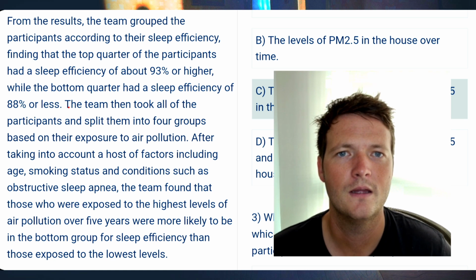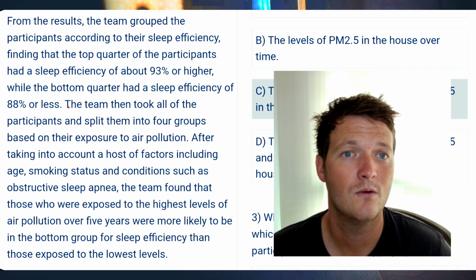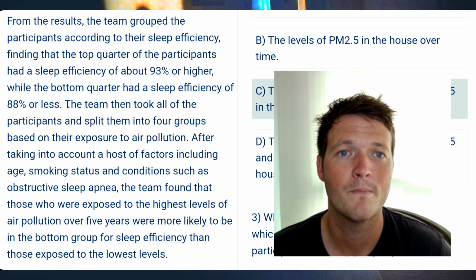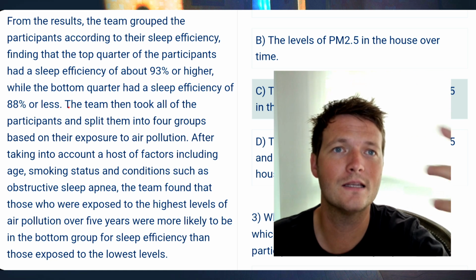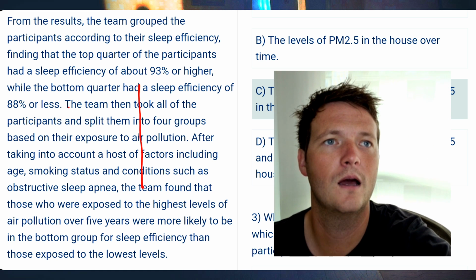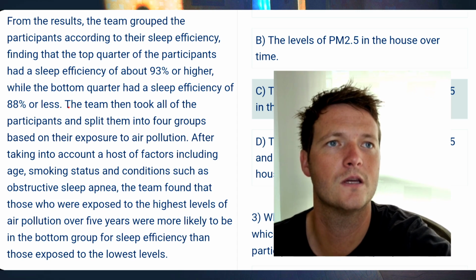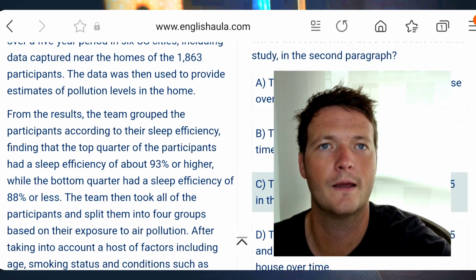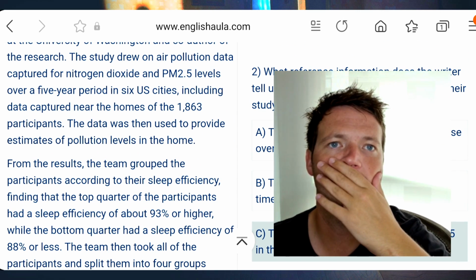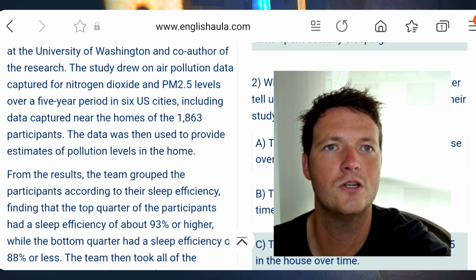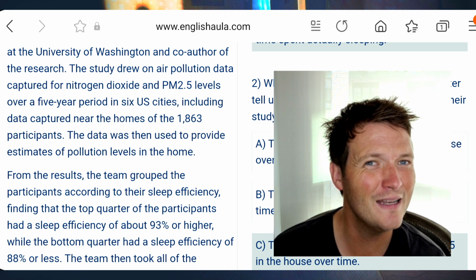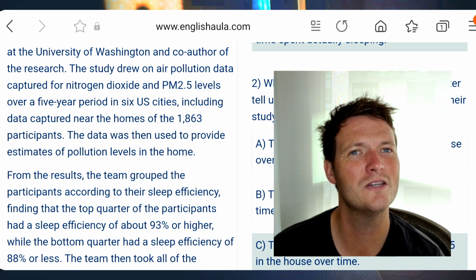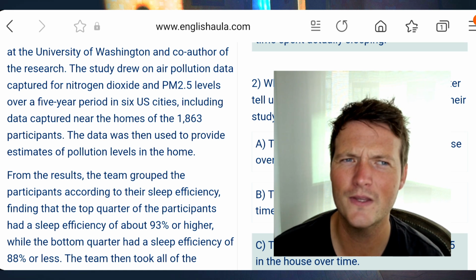The team found that those who were exposed to the highest levels of air pollution over 5 years were more likely to be in the bottom. It just says air pollution. Is there anything that we need to take into account from the previous paragraph? Let's just scroll up a second there. It says that the study drew on air pollution data. So I think really the answer is in the first paragraph, not the second paragraph.